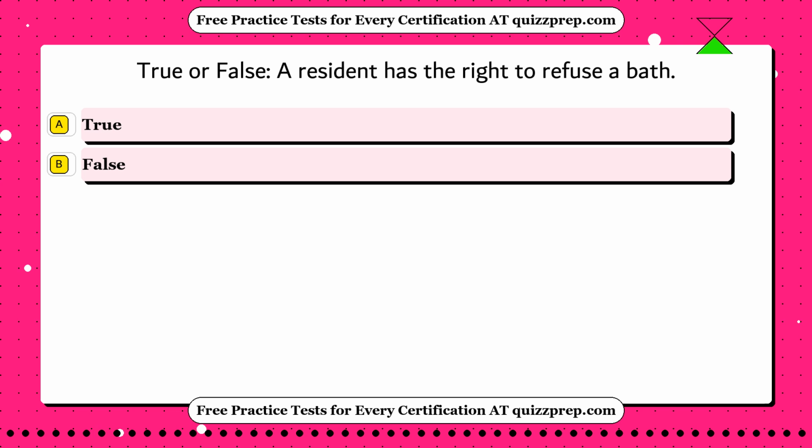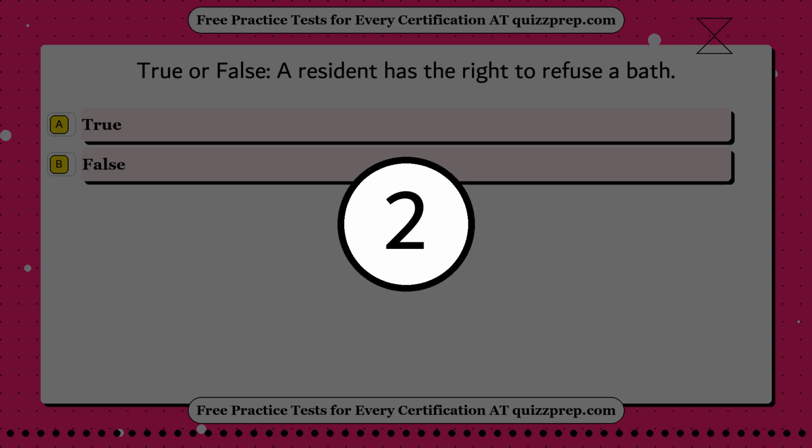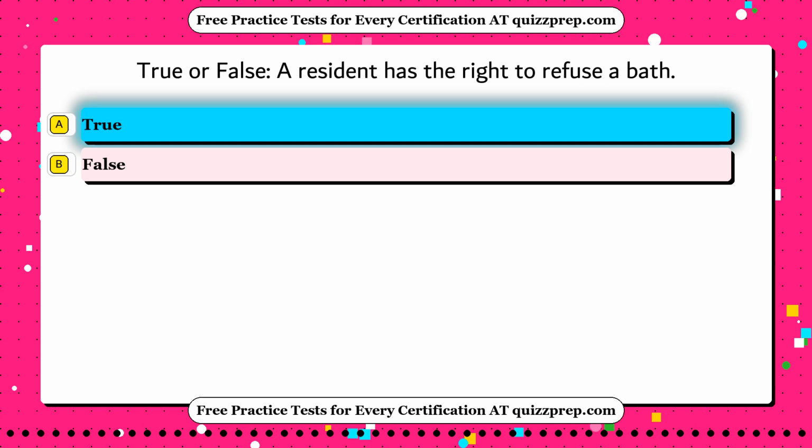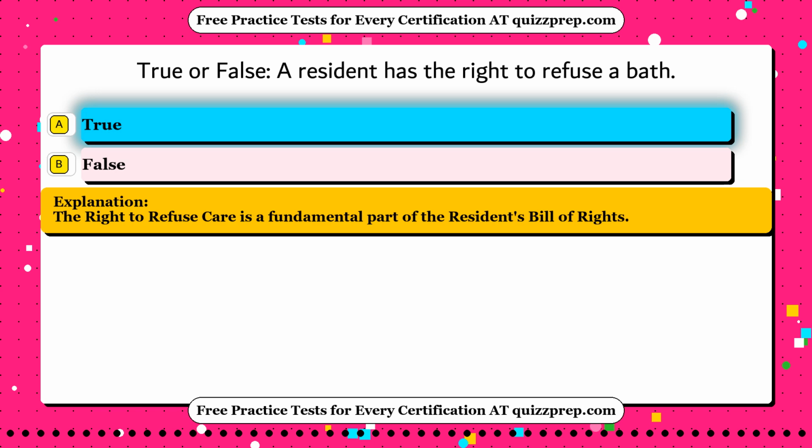Question 60. True or false, a resident has the right to refuse a bath. Option A, true. Option B, false. The correct answer is option A, true. The right to refuse care is a fundamental part of the resident's Bill of Rights.